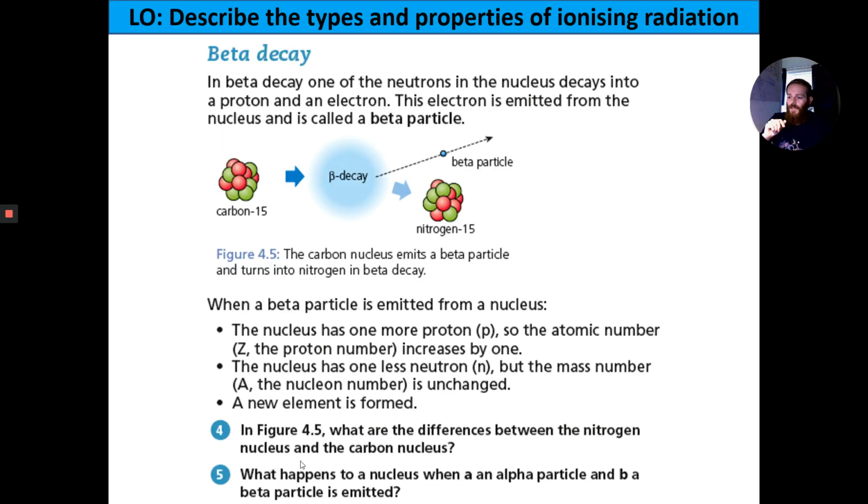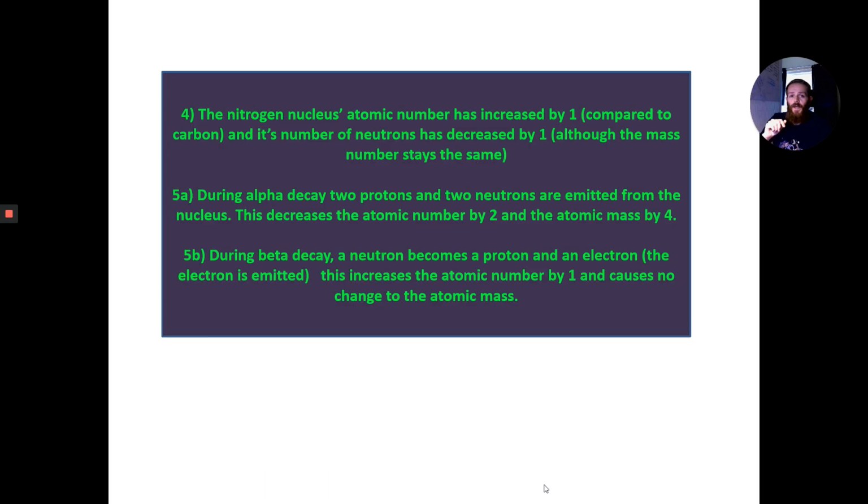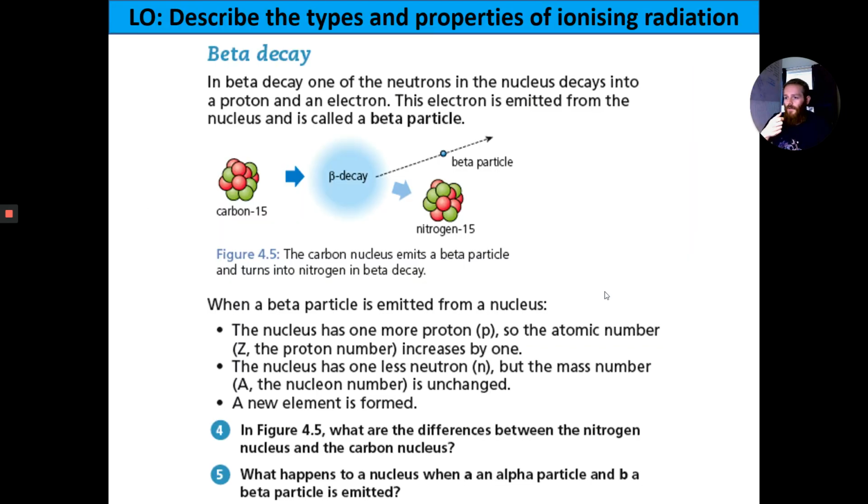Question 5 said, what happens to the nucleus when an alpha particle is emitted? During alpha decay, 2 protons and 2 neutrons are emitted from the nucleus. This decreases the atomic number by 2 and the atomic mass by 4. You might have also said that it creates a new element. That's fine as well. All of these create a new element that we've talked about so far, alpha and beta decay. And then question 5b says, what happens to the nucleus when a beta particle is emitted?